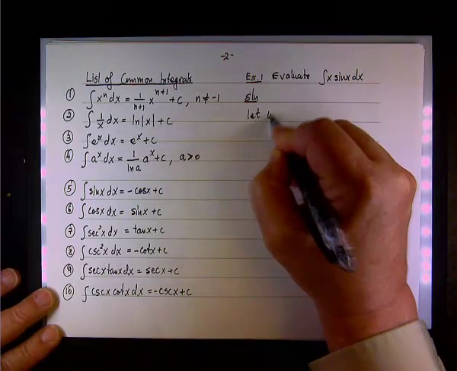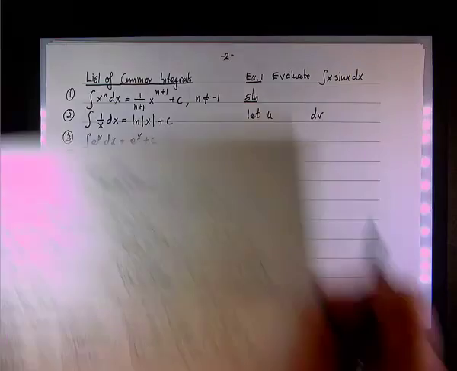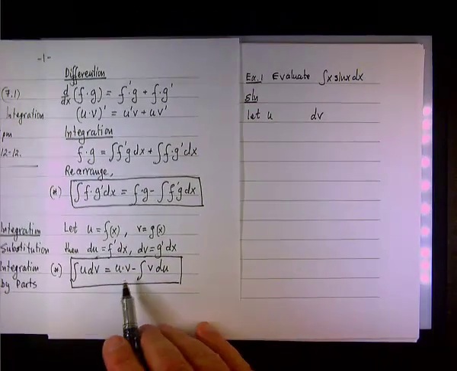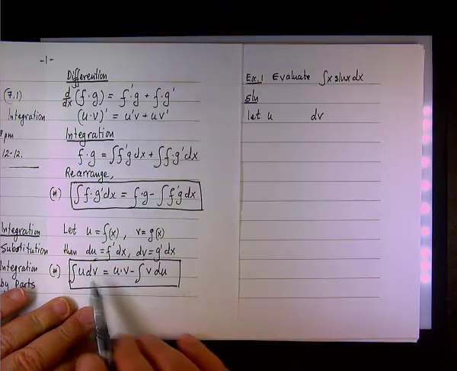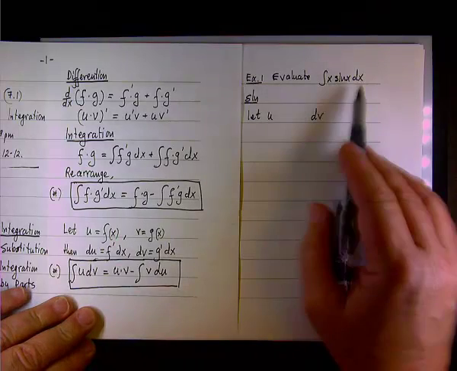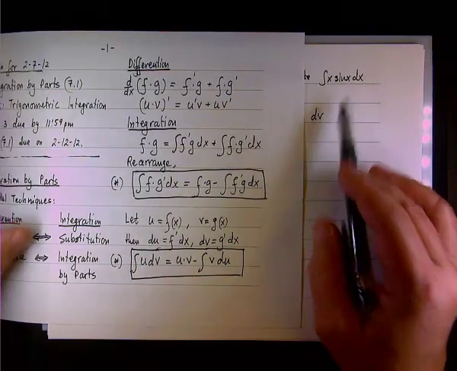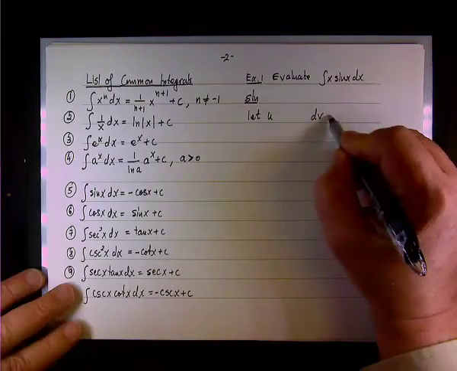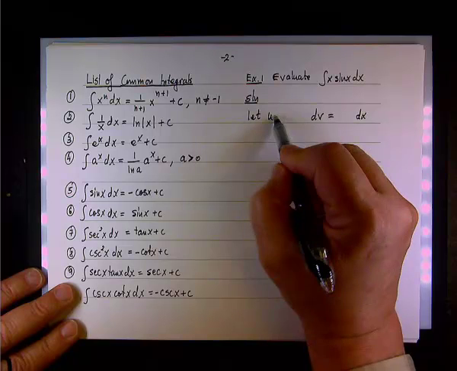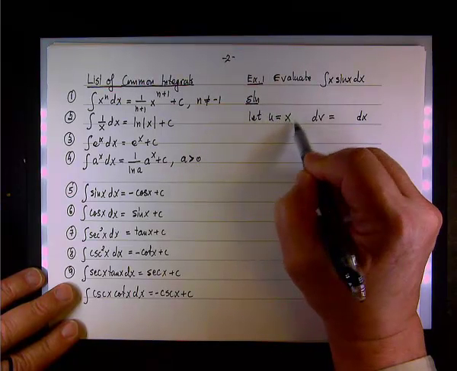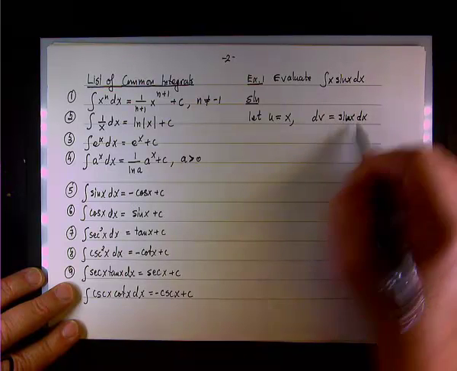So I'm going to choose u and dv. Now, why am I choosing this? Because if you look at the rule, we need 4 players in this game. We need u and v, and we need du and dv. Of x sine x dx, the dx will be part of the dv, right? So whatever I choose for v, at the end of dv will be dx. And I'm going to start by choosing u as x and dv as sine x dx.